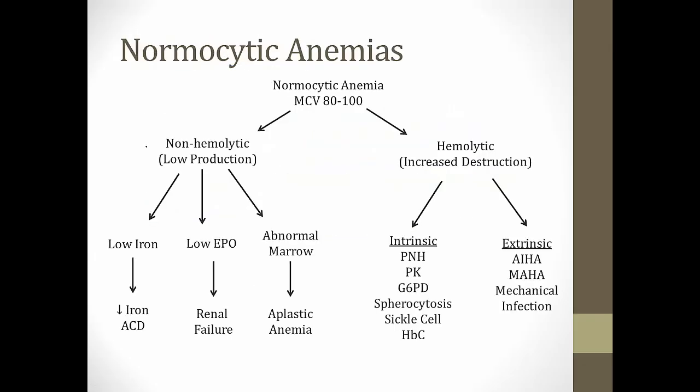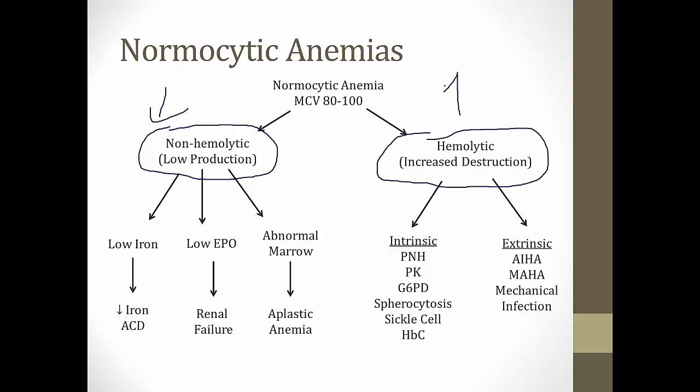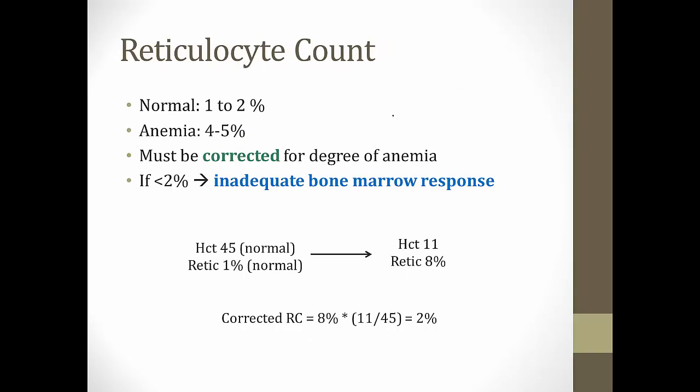If we go back to this slide showing the two general causes of normocytic anemia, all of these over here, the non-hemolytic anemias, will have a low reticulocyte count. All of these causes over here, the hemolytic anemias, will have a high reticulocyte count. Now, it would be nice if you could just look at the reticulocyte count and decide whether it's increased or decreased, and then decide whether a normocytic anemia was due to underproduction or hemolysis. But it's not so simple, and that's because the reticulocyte count is reported as a percentage.